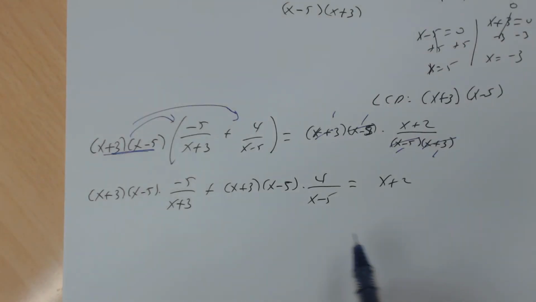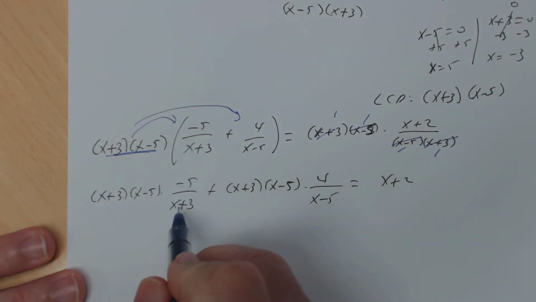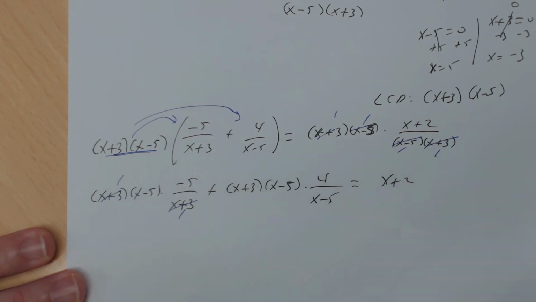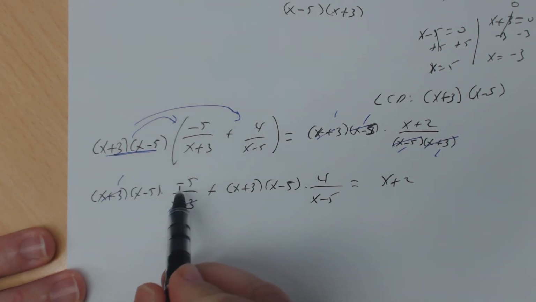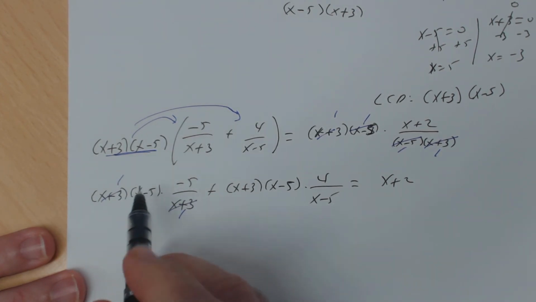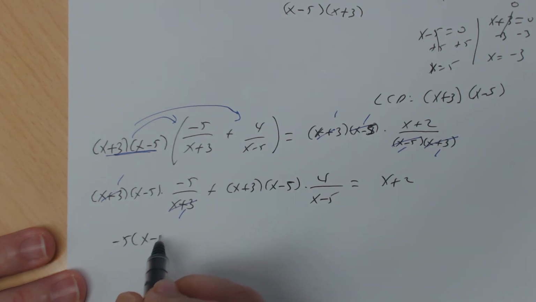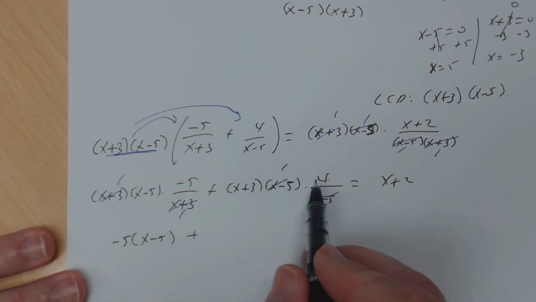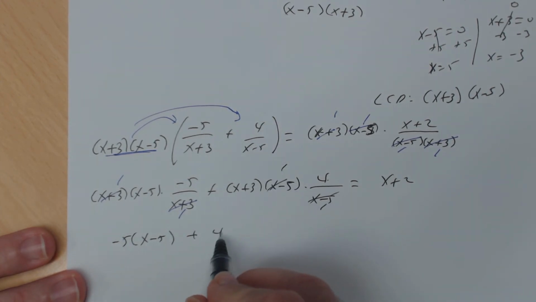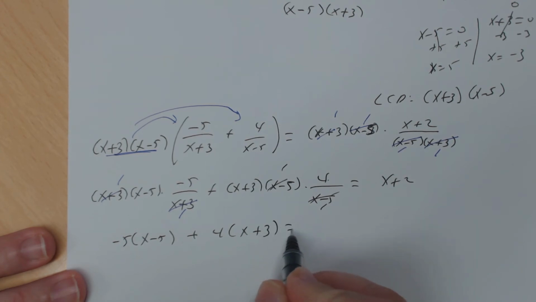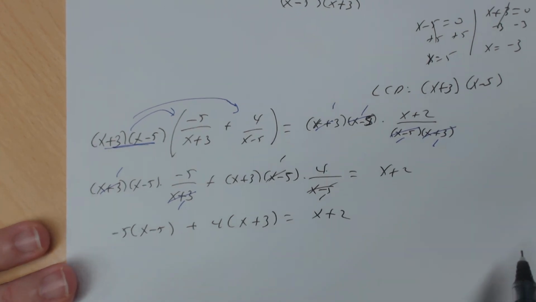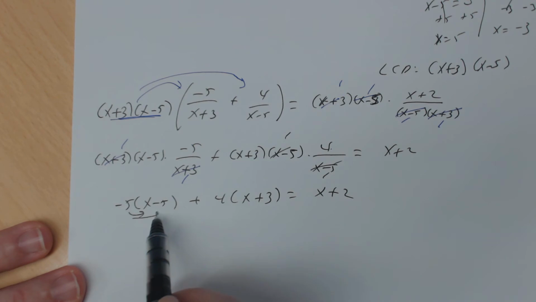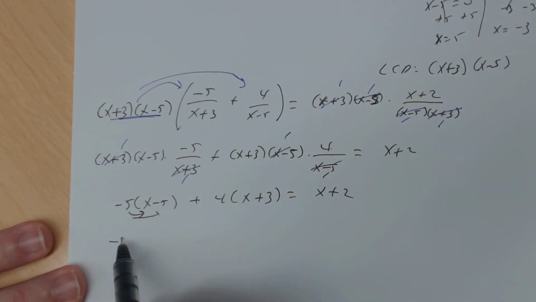All right, so now let's go ahead and simplify. So the x plus 3's divide out, and notice you have negative 5 times 1 is negative 5 times x minus 5. So leave that x minus 5 in parentheses for right now. Plus, the x minus 5's divide out, and you get 4. 1 times 4 is 4 times x plus 3, equal x plus 2.